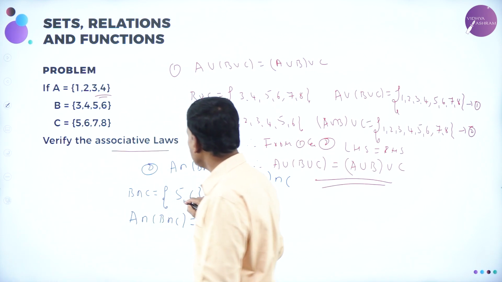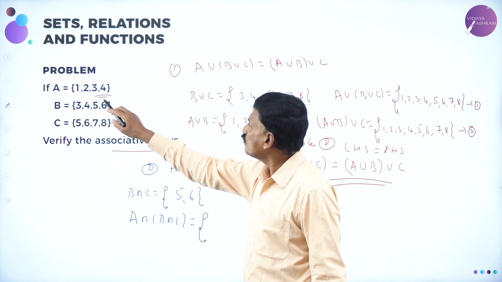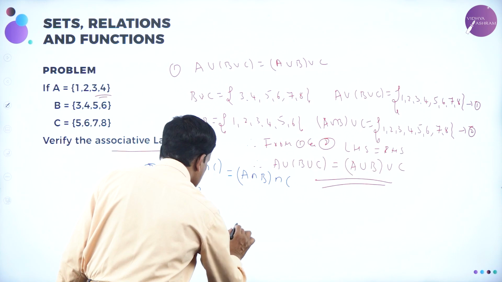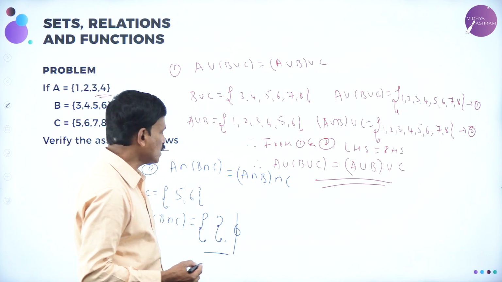So, the common in A and B intersection C. In here we have 1, 2, 3, 4, here 5, 6. Nothing is common. This is a null set. Okay. A intersection B intersection C is a null set.